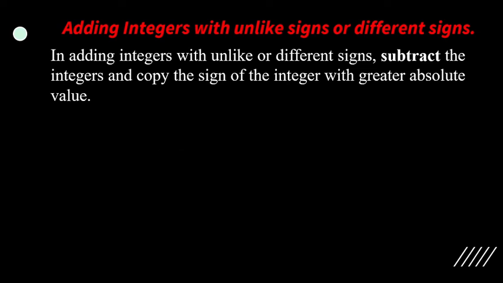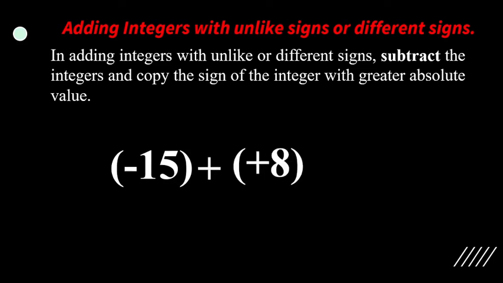Let's have another one. -15 plus +8. It says there that if we add integers with unlike sign, instead of adding them, we will be subtracting them. 15 minus 8 is equal to 7. Then the integer with a greater absolute value is 15, which is negative. So therefore, we will be writing it as the sign of the sum. So our answer is -7.